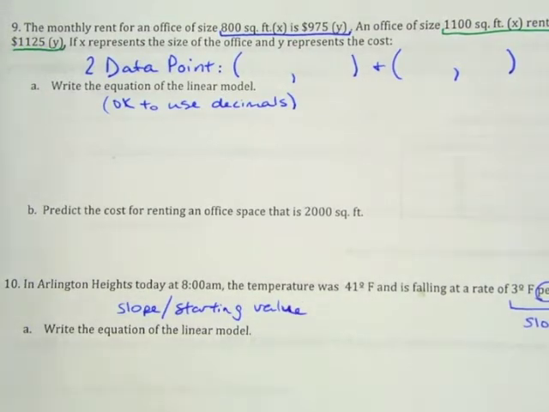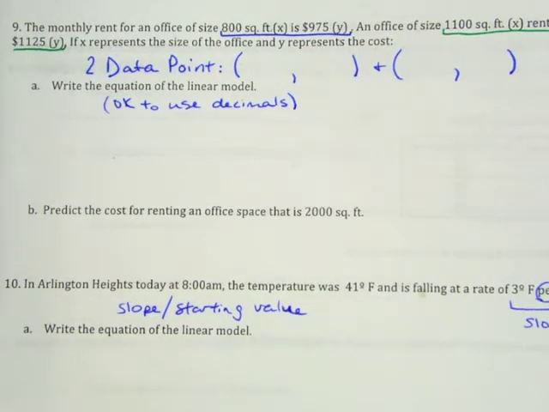As always, finding that slope is the first thing we need to do to write the equation for our line, and then you need to go ahead and use the starting value to help you write that equation. Now I do want to make one change here.